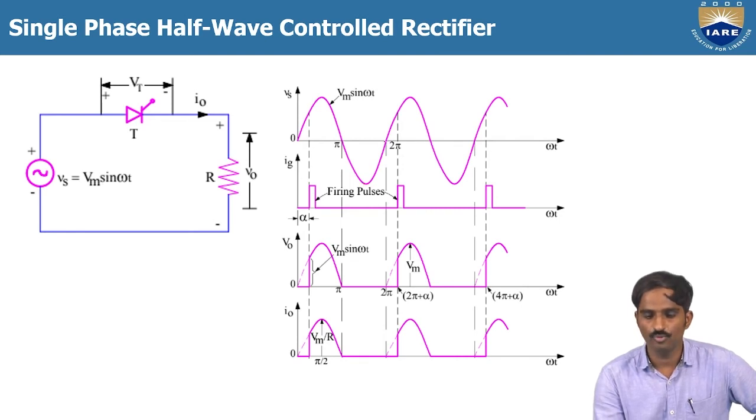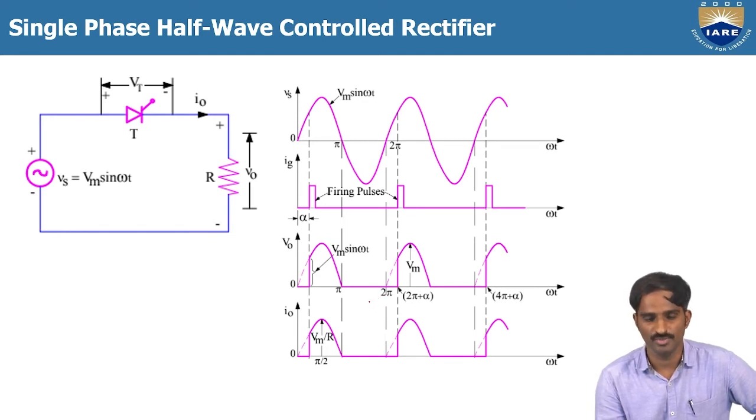Then after 2 pi we again get the positive cycle, which means positive voltage is applied across the thyristor, but it is still not in conduction mode, because we didn't give the firing pulse. Then when we give the firing pulse again, the thyristor starts conducting, and we get the output voltage and current, which follow the source voltage.